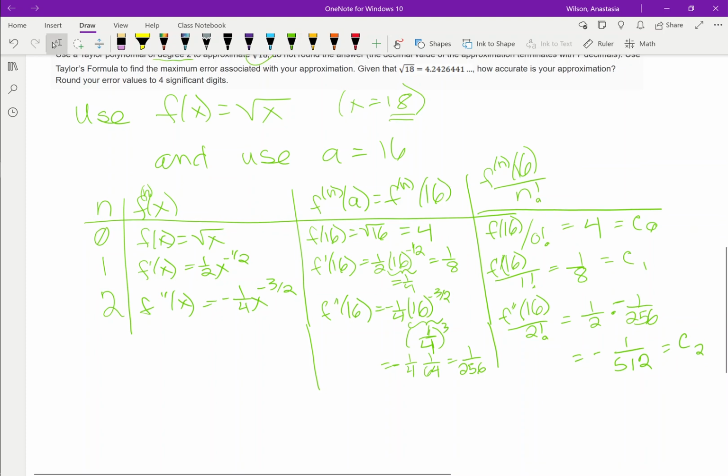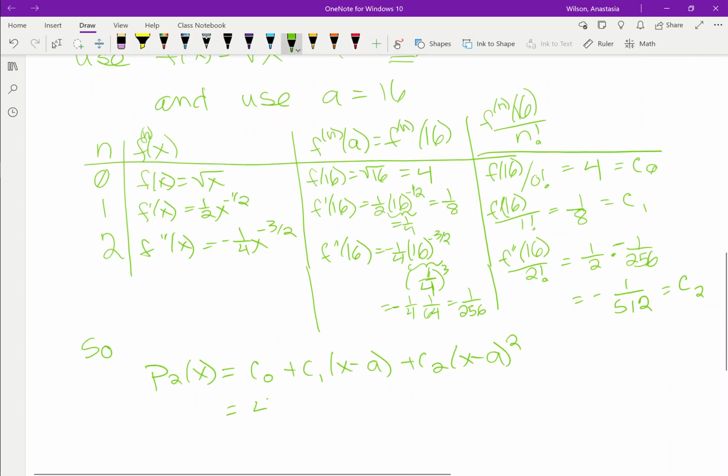So now, putting that together, our second degree Taylor polynomial is going to be C0 plus C1 times x minus a plus C2 times x minus a squared. C0 was 4, C1 was 1/8 times x minus 16, plus C2, which is negative 1/512. So we'll just subtract 1/512 times x minus 16 squared. So this is our second degree Taylor polynomial.